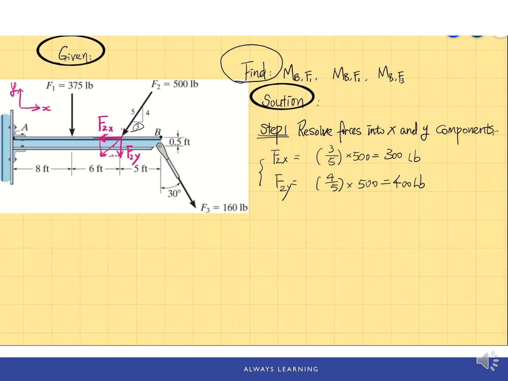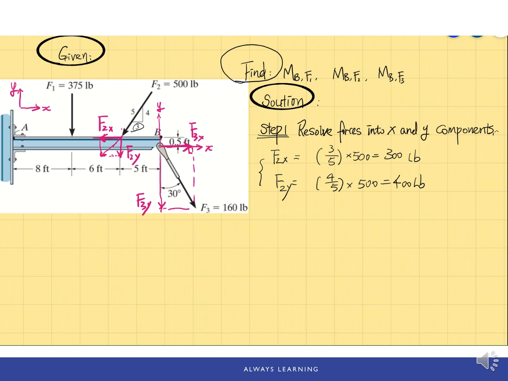And same idea, we're going to resolve F3. And to resolve F3, just draw a perpendicular line to the x-axis. And again, to help you resolve that, you can build the xy coordinate at the point where you are going to resolve the force. So you will have F3y pointing down here, and F3x.